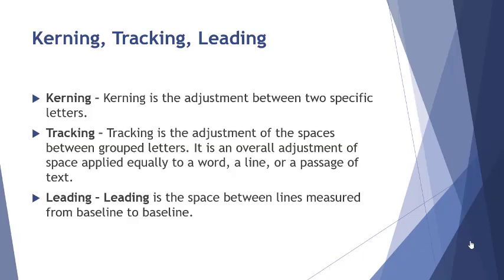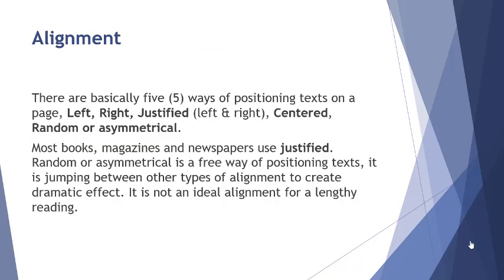Now let's move on to kerning, tracking, and leading. Kerning is the adjustment between two specific letters. That's kerning. Two letters specifically. While tracking is the adjustment of the spaces between grouped letters. That's between a group of letters. It is an overall adjustment of space applied equally to a word, a line, or a passage of text. And leading, on the other hand, is the space between lines measured from baseline to baseline. So it's more like the line spacing. So that's leading.